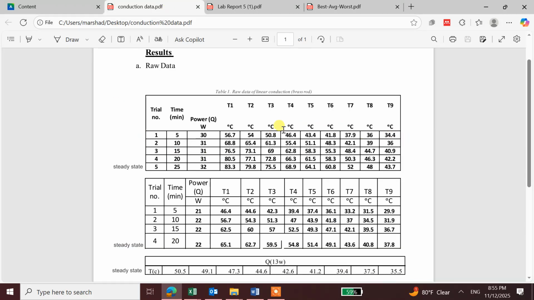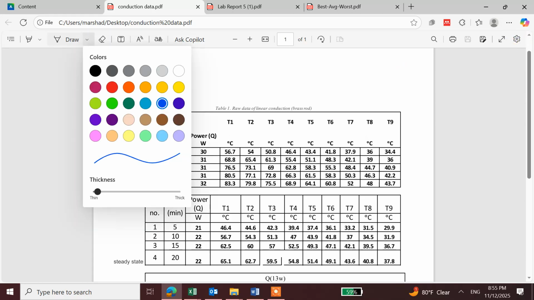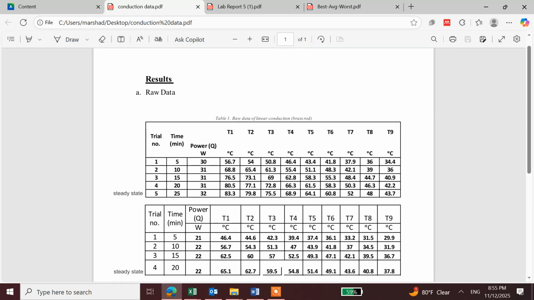If you have data like this, at different time, what does it mean? First of all, this is linear conduction. We have a linear brass bar, and we are applying the heat q at this position, and then conduction will take place in the axial direction. We are measuring temperature at different axial locations, for example here, here, here, and so on. So T1 to T9.